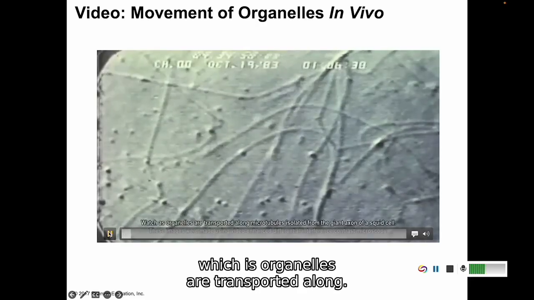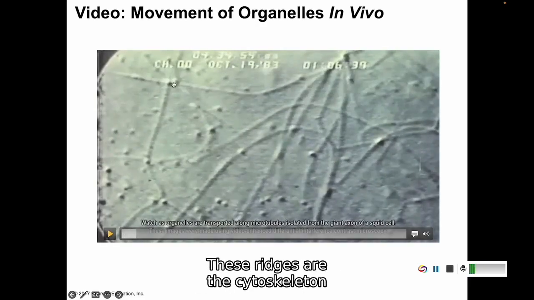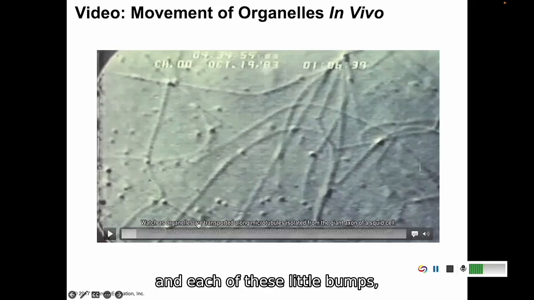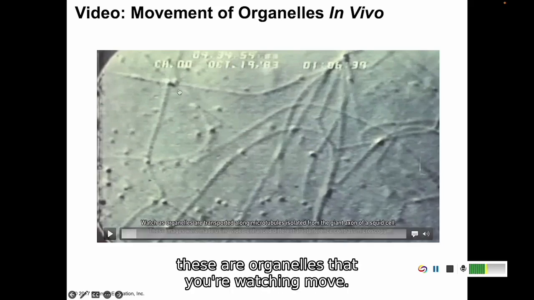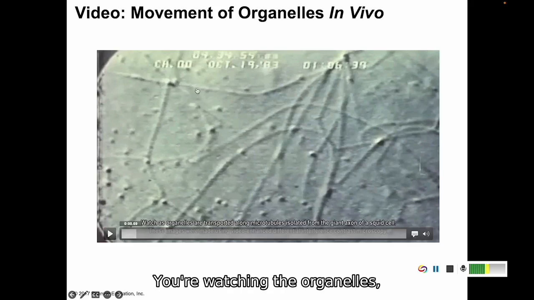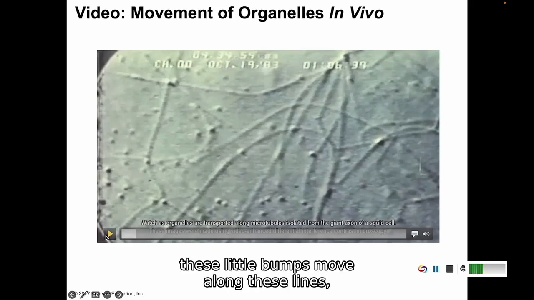Watch as organelles are transported along. So these ridges are the cytoskeleton, and each of these little bumps are organelles that you're watching move. So you're watching the organelles, these little bumps, move along these lines.